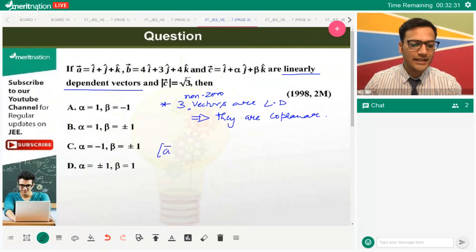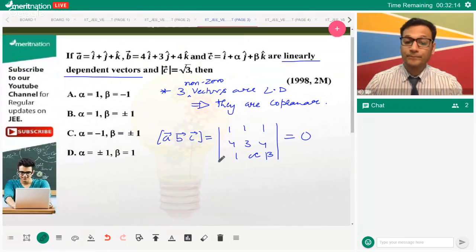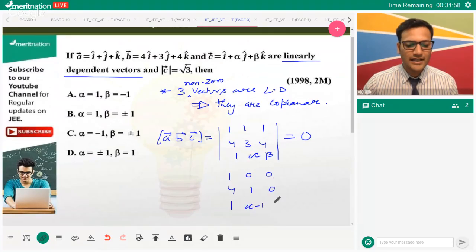So we will be calculating A, B, and C, which is easy to calculate because that's just the value of the determinant 1, 1, 1, 4, 3, 4, and 1 alpha beta. This is what the scalar triple product is. This must be equal to 0 as the vectors are coplanar. So we need to solve and figure out the value of alpha and beta. Let's quickly solve this. So 1, 0, 0, 4 and 1, 3 minus 4 gives me 1, 4 minus 4 gives me 0. This is alpha minus 1, and this is beta minus 1.